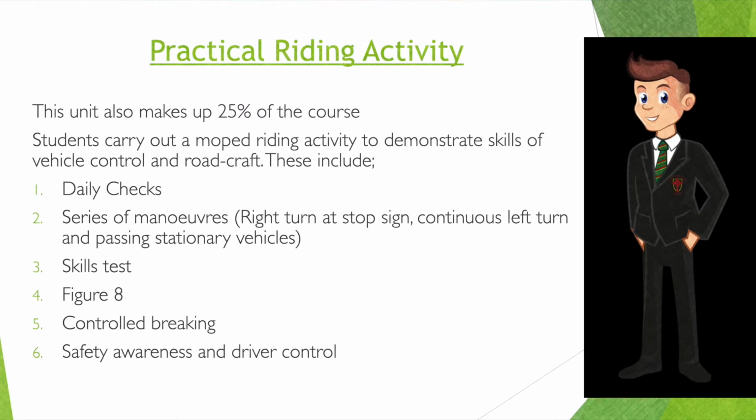These include doing daily checks, doing a series of manoeuvres, which would be, for instance, right turn at a stop sign, continuous left turn, and passing stationary vehicles. You do a skills test, a figure 8 test, a braking test, and then a safety awareness and driver control test. When you're out doing that with a moderator in April of 5th year, you'd be marked out of 100 for that course, but overall it makes up 25% of the course.